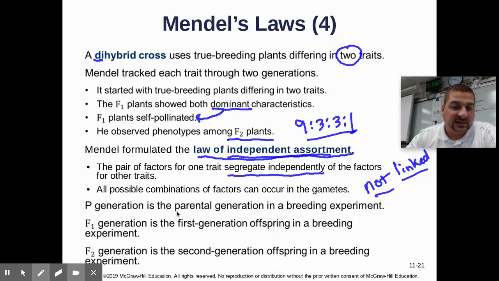And again, P is the parental generation. Just a reminder before we look at these crosses, F1 is the first generation or first filial, and F2 is the second generation or the second filial, after you let the F1 parents self-pollinate.